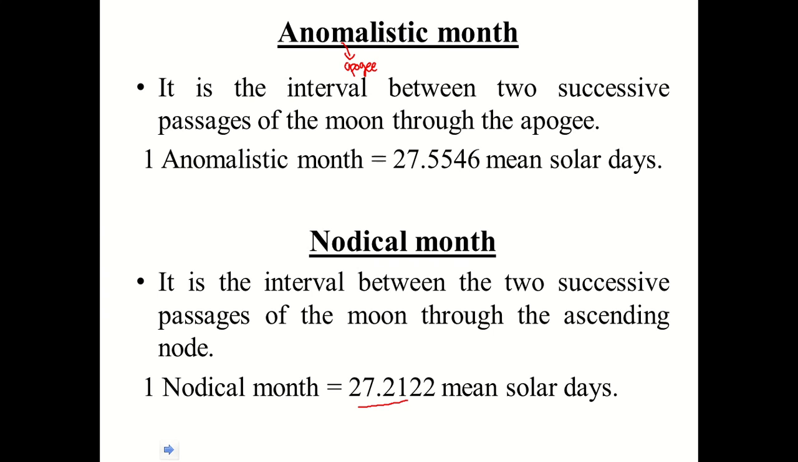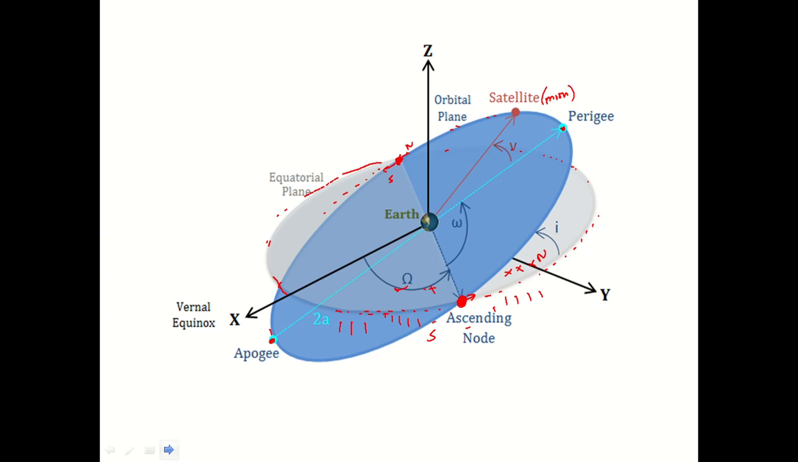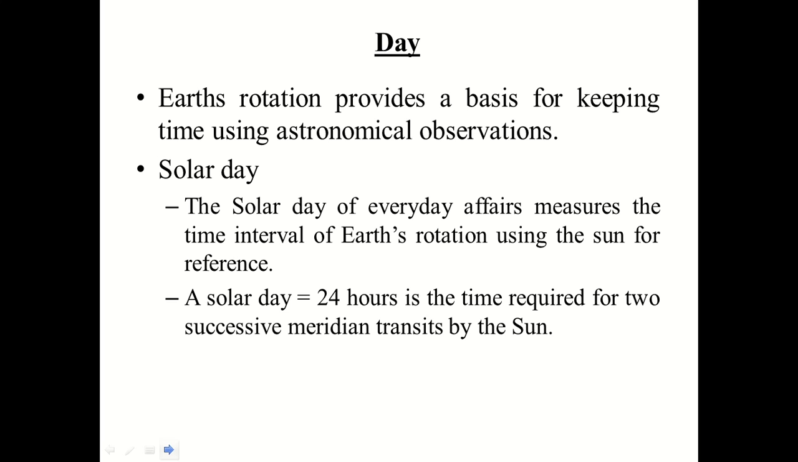Now we have to define the day. As you know, the Earth has a rotation about its own axis. So the Earth's rotation about its own axis provides a basis for keeping time using astronomical observation, which is called the day. You know that the phenomenon of day and night occurs due to the rotation of the Earth about its own axis.